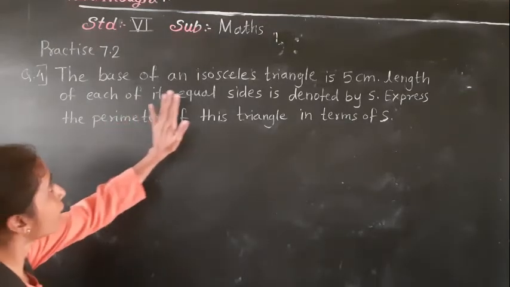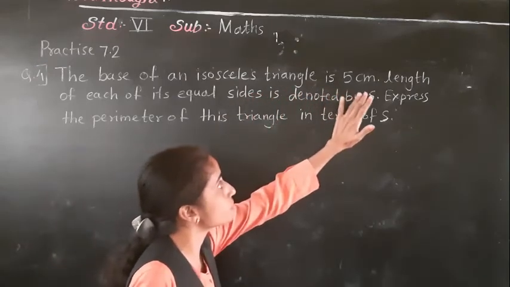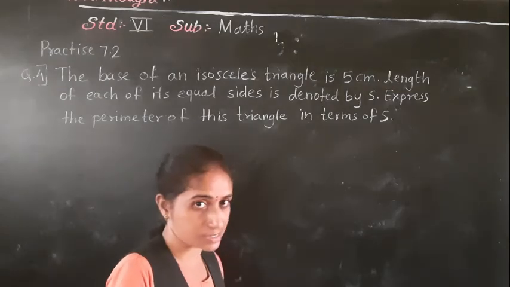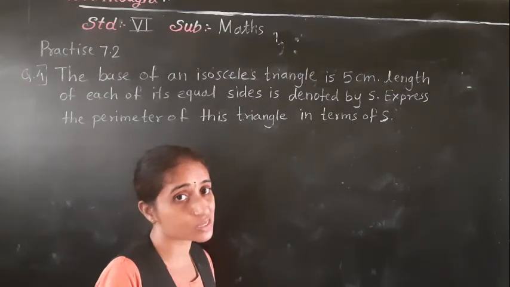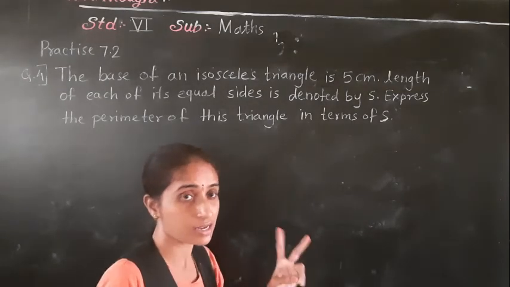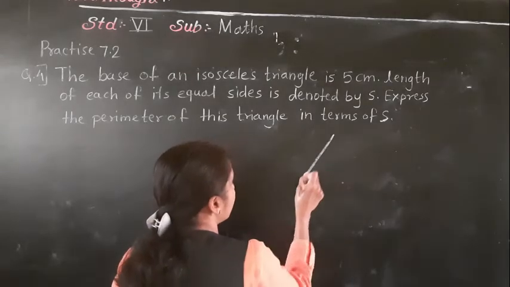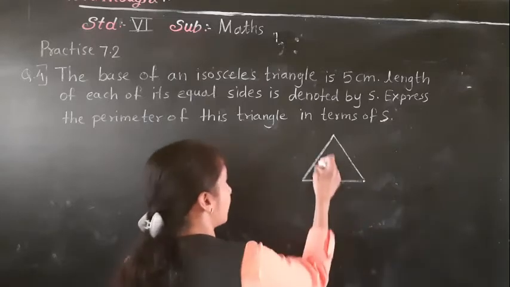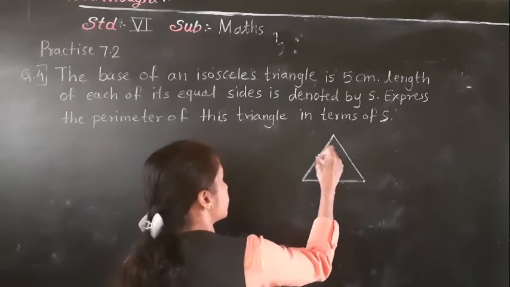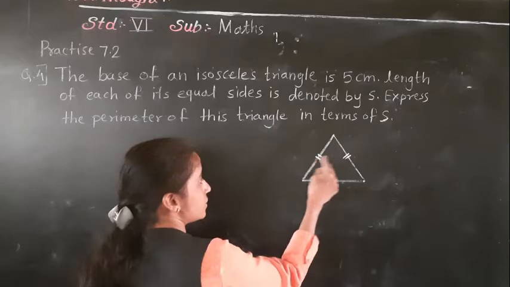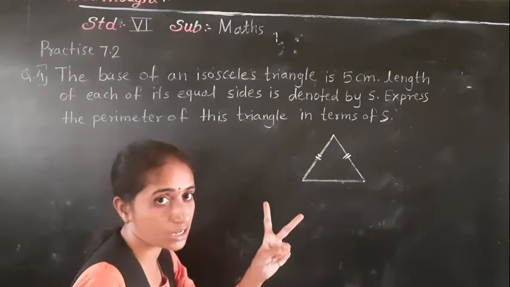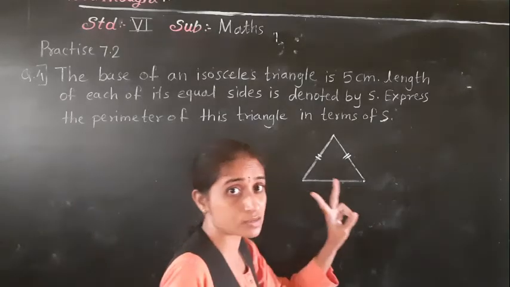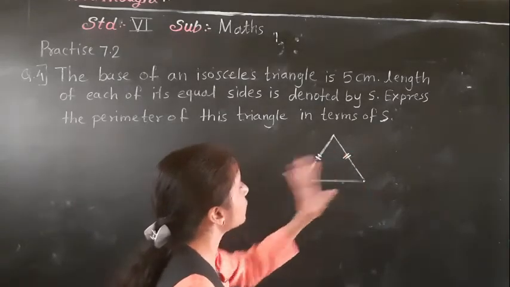The base of an isosceles triangle is 5 cm. First we should know what an isosceles triangle is. It has two equal sides. Here I will draw the isosceles triangle. Suppose this is the isosceles triangle, and these are the equal sides. Two sides of an isosceles triangle are equal.